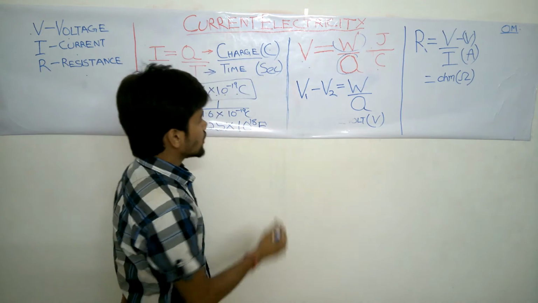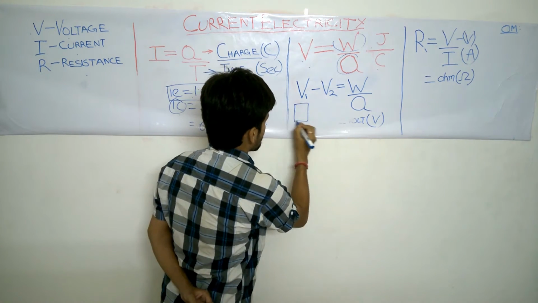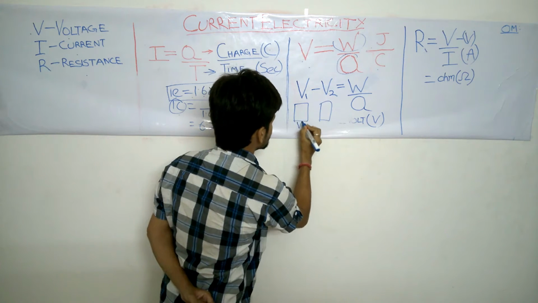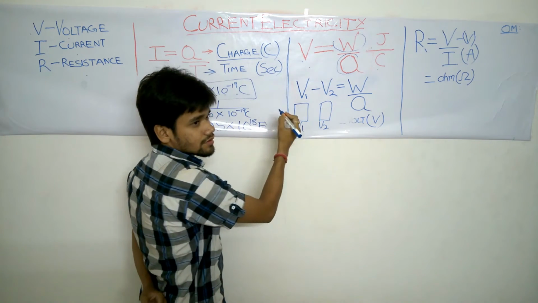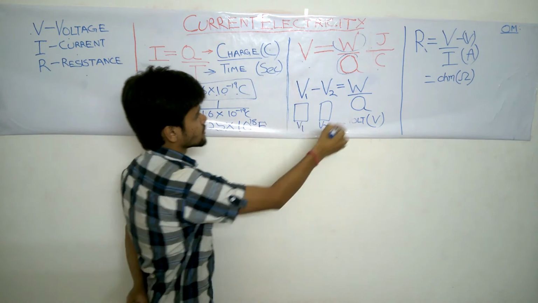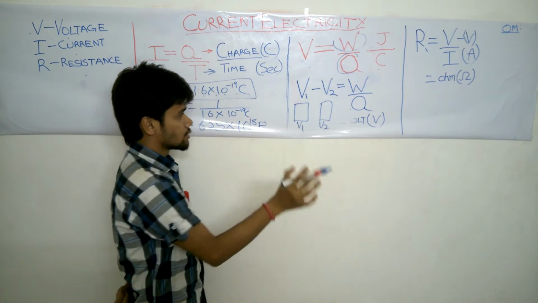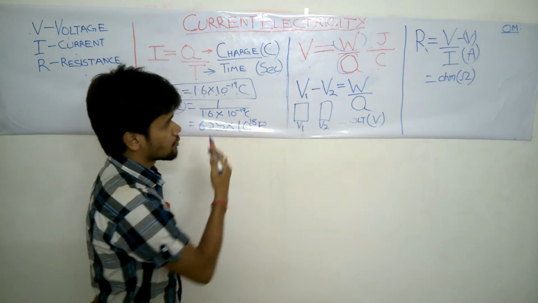Now what happens if we have two bodies here? Suppose these two bodies are there. Now this has voltage V1, this has voltage V2. So the difference between these two voltages will be equal to W by Q. W, as I told earlier, is the work done in bringing a unit positive charge from infinity to that point.